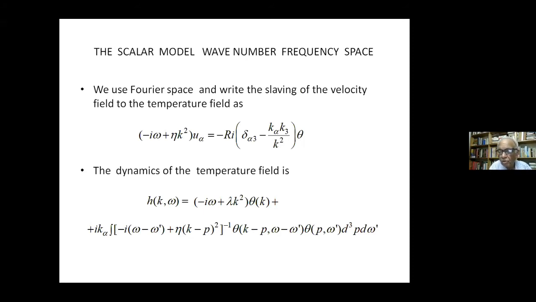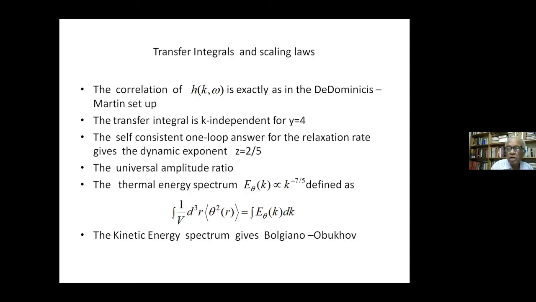In time, which is what we saw in the previous. This is just a rehash of it. The correlation, as I said, is h k omega, which is exactly as in the de Dominicis-Martin setup. The transfer integral and the self-consistency of the one loop is assured now for z equal to 2 by 5 and y equal to 4. The thermal energy spectrum goes as k to the power minus 7 by 5.